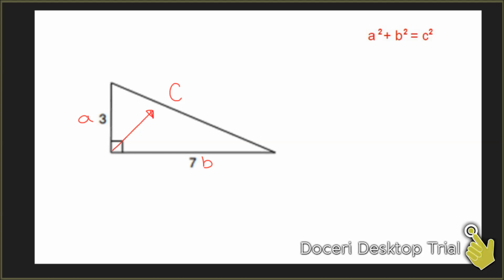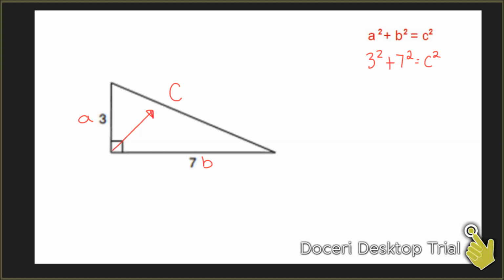So for A squared, we know that's 3. So it's going to say 3 squared. And again, we're getting that from where we labeled as A in our triangle. For B, we're putting 7, because 7 was the length of the side, the leg that we labeled as B. And then again, we're missing C, so that's C squared.